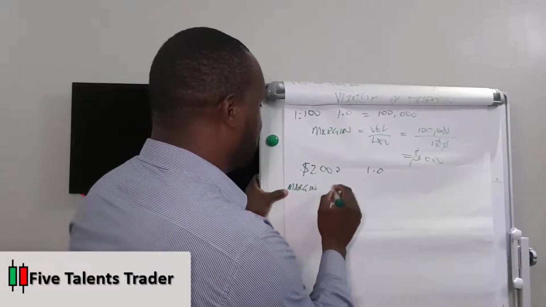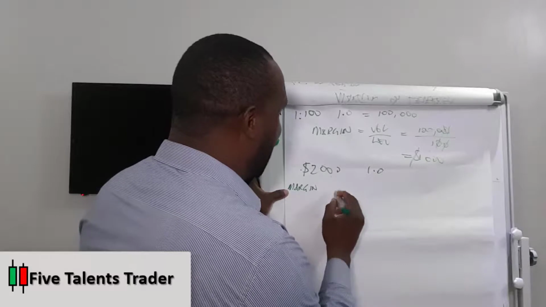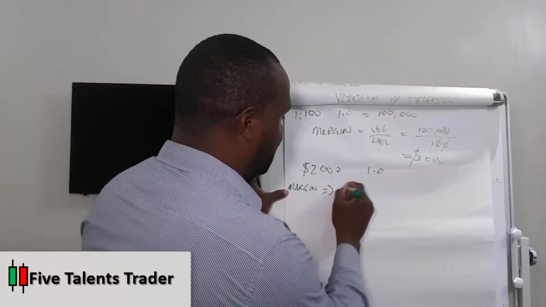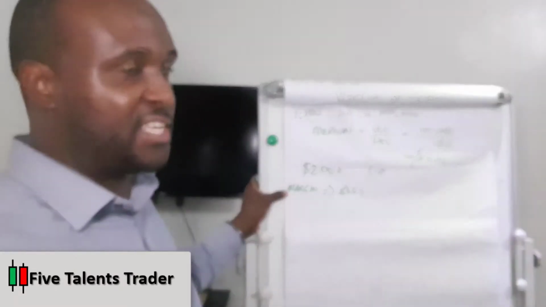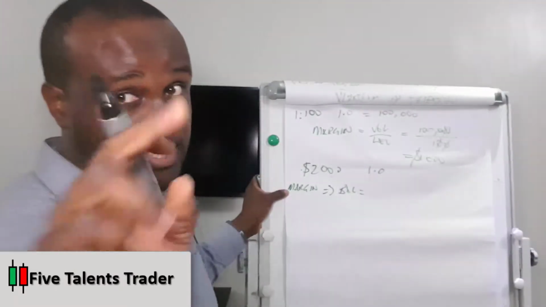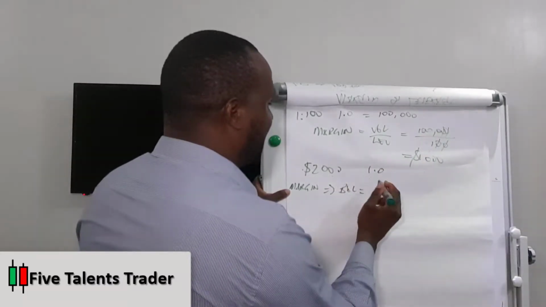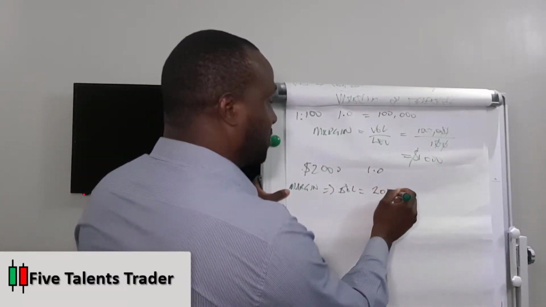Yeah, so straight away, your account balance before you just enter the trade, let's just assume that your profit at the time is 0.0. Yeah, so there's no loss, there's no profit. Your balance at the time will still be 2,000.